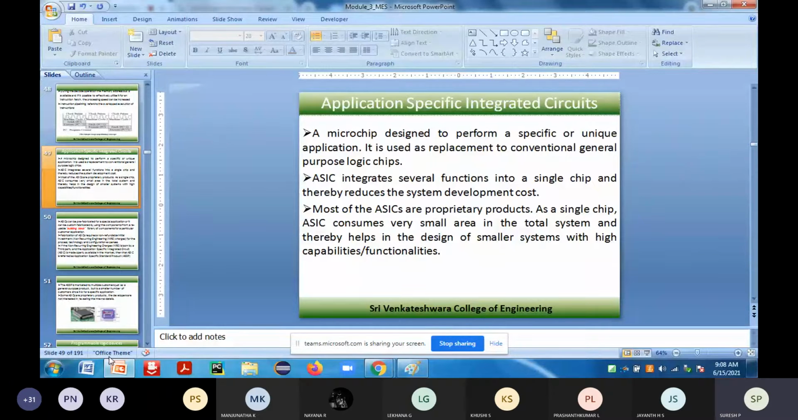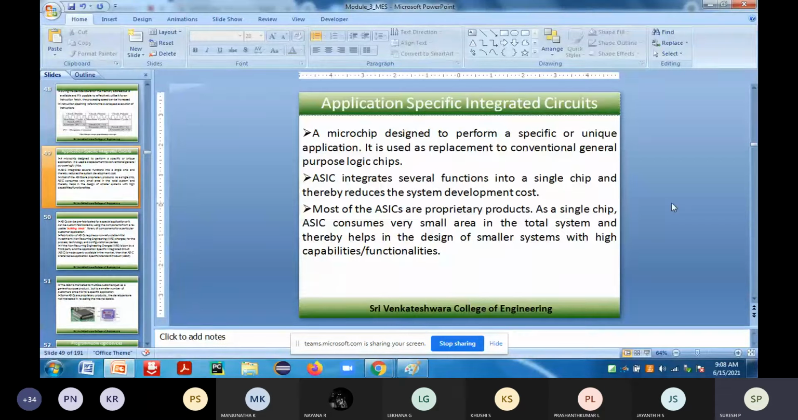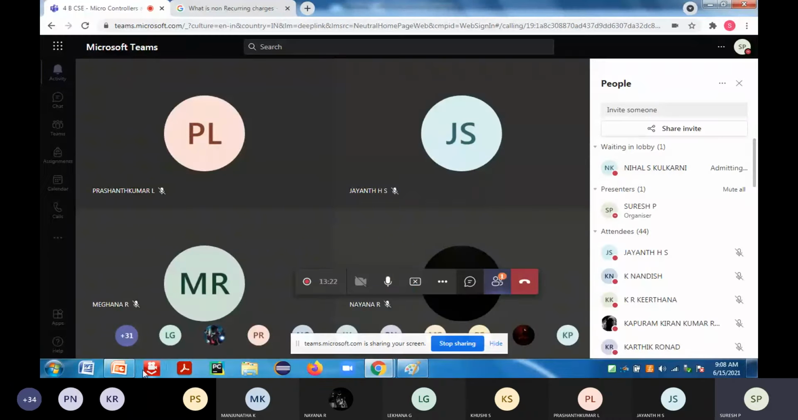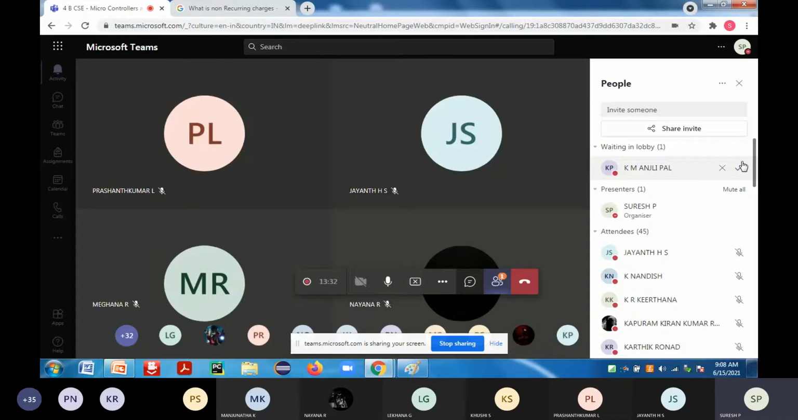So when you specify application specific integrated circuit, it normally integrates several functions into a single chip, and thereby reducing what? Thereby reducing the administrative cost. Since most of the functionalities will be embedded into a single chip only, all the functionalities will be inside this single chip. So by that, it is going to reduce the development cost of the system. Okay. So most of the ASICs which you are going to have in today's world are proprietary products.